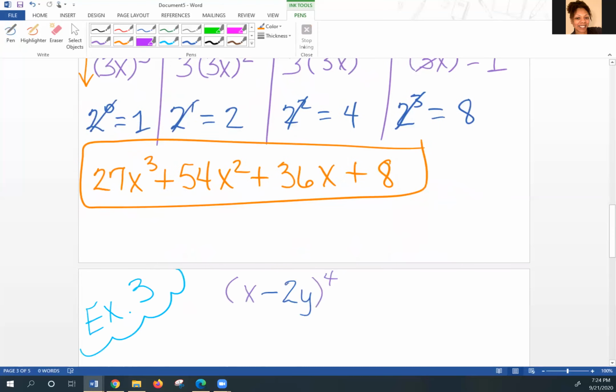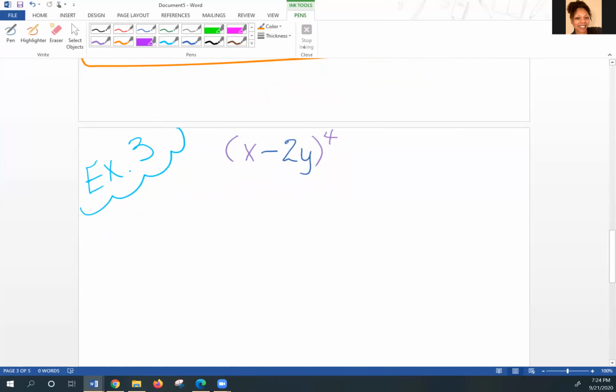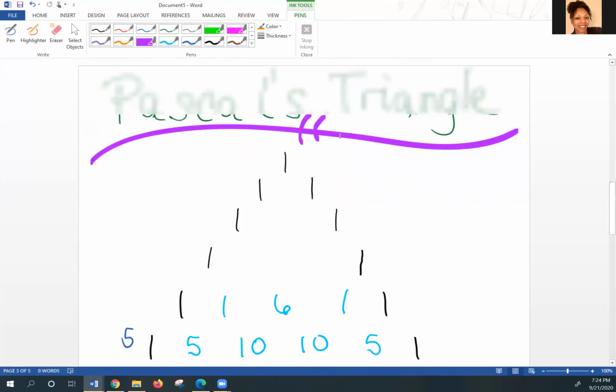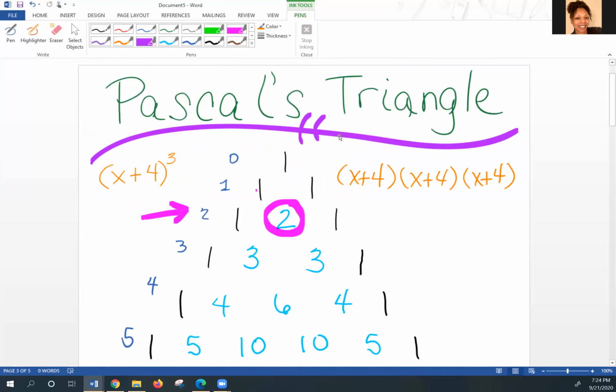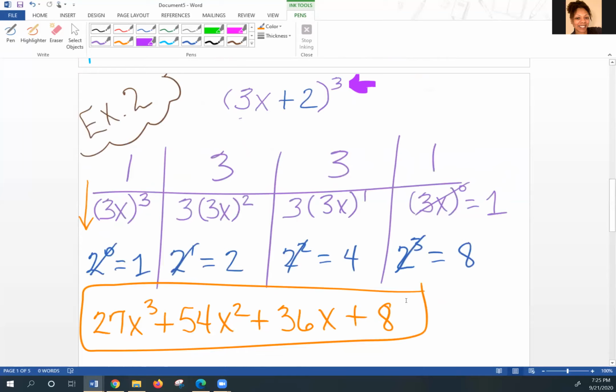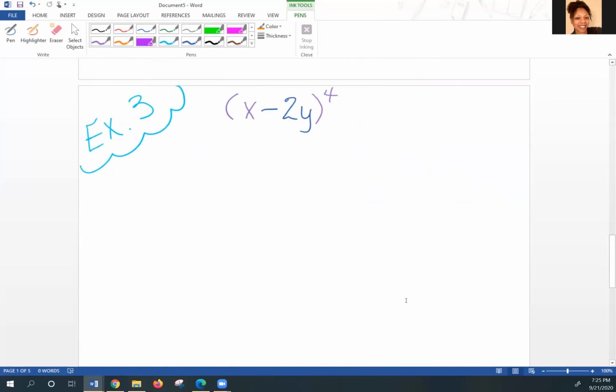And then finally, if I look at this particular problem, now my exponent is 4. So let's go back to the Pascal's triangle, and we're looking at row 4 this time, and we will see that it's going to be 1, 4, 6, 4, 1. Those are going to be the coefficients that are in my answer.